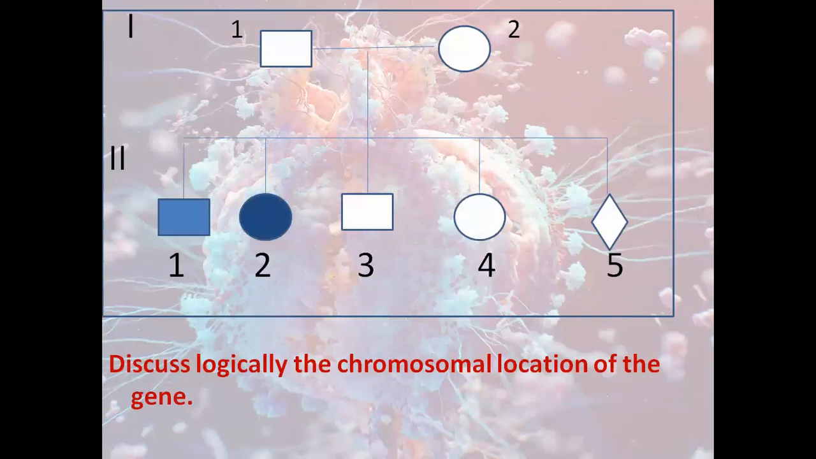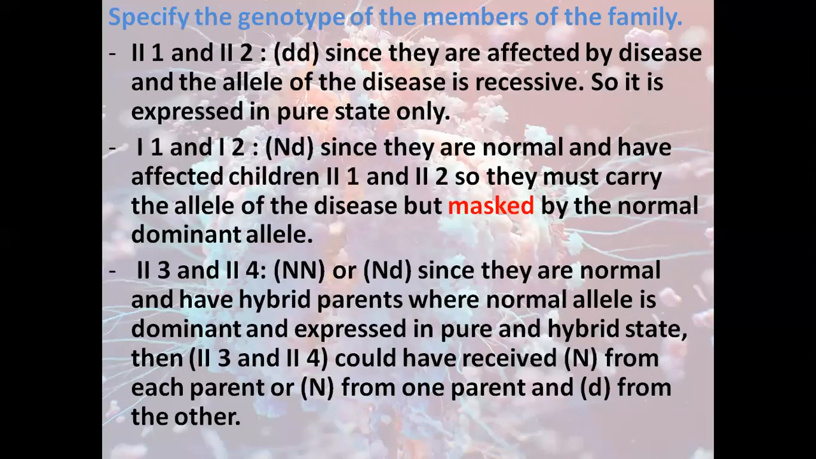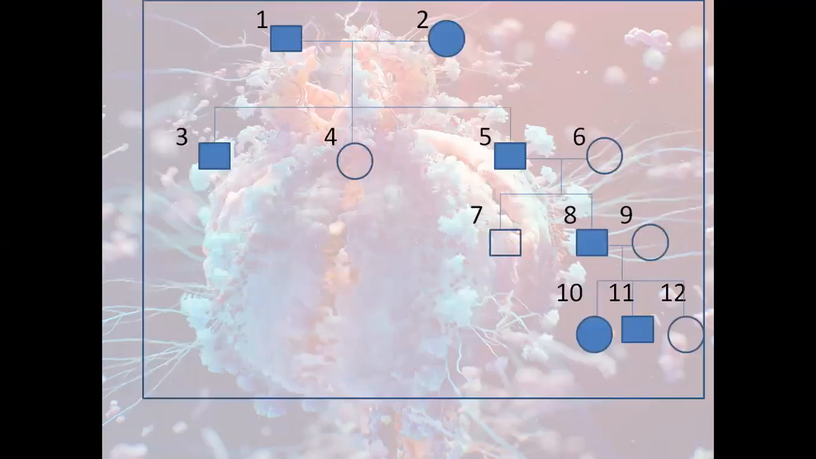How can we determine this? I told you before, we have special techniques, or if they got married and gave birth to affected children, they will be sure Nd. So they can be either NN or Nd. Someone might ask me, for example, if in the exam I said only NN, would it be wrong or true? Sure, it will be wrong. So we have two possibilities, NN or Nd. They may inherit N from each of the parents, or N from one parent and d from the other parent, since they are normal and it can be expressed in both homozygous and heterozygous.